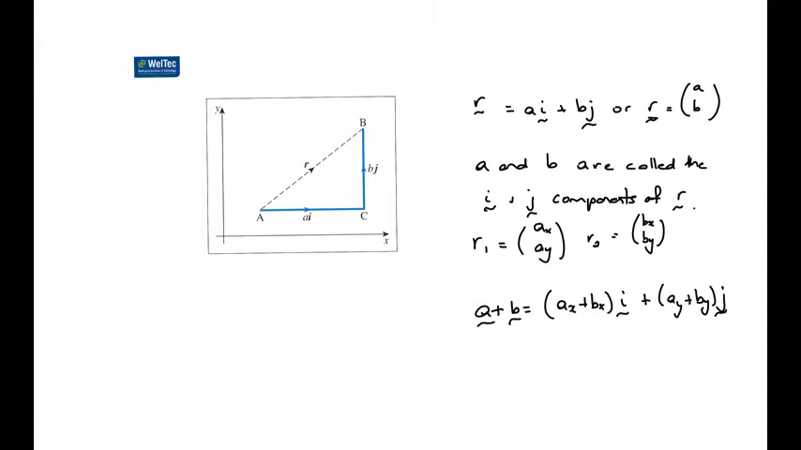So if we've got that a is equal to ax i plus ay j, then k a, where k is some scalar, is going to be k ax i plus k ay j.